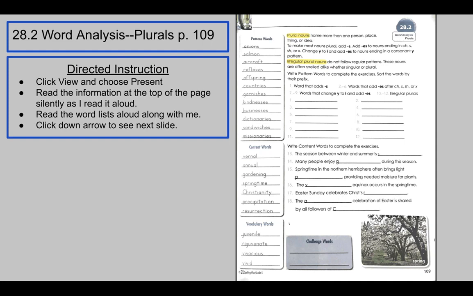All right, we're going to go to the content word list. Vernal, annual, gardening, springtime, Christianity, precipitation, and resurrection. You'll notice that Christianity starts with a capital C because that's a proper noun. All right, go to the vocabulary word list. We've got juvenile, rejuvenate, vivacious, and vivid. All right, click the down arrow to see the next slide.